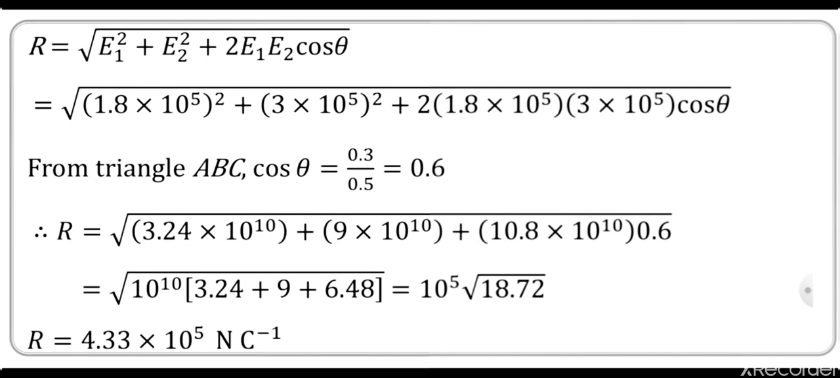Now substitute the values and calculate the resultant. Okay, 10 power 10 you will get under the root, so that will come out of the root. The value is 10 power 5 root 18.72, and the total value is 4.33 into 10 power 5 Newton per coulomb. Yeah, it's very easy.